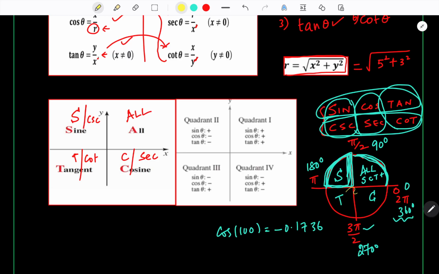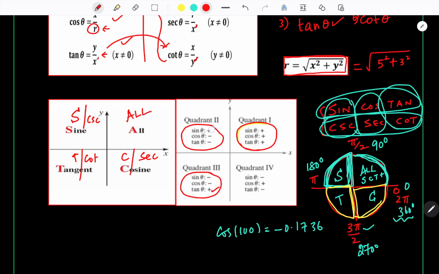So when you come to this place, from 180 to 270, tan is only positive, remaining all negative. And 270 to 360, cosine is only positive, remaining all negative. So this is what I have given in this table. Sine theta, cosine, tan: positive, positive, positive. In the next quadrant, sine is positive, cosine is negative, tan is negative. And then sine is negative, cosine is negative, tan is positive.